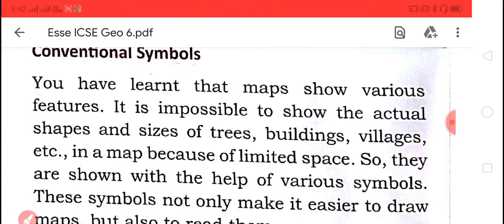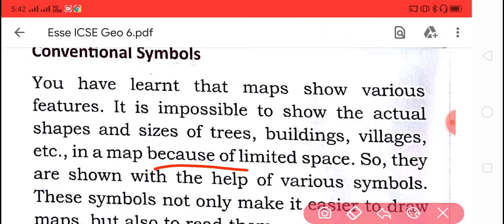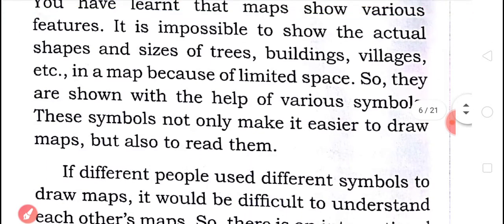You have learned that a map shows various features. It is impossible to show the actual shape and size of the trees, buildings, villages, etc. in a map because there is limited space. Because there is limited space, we can't show all these things. So we need symbols. These symbols not only make it easier to draw a map but also to read it.